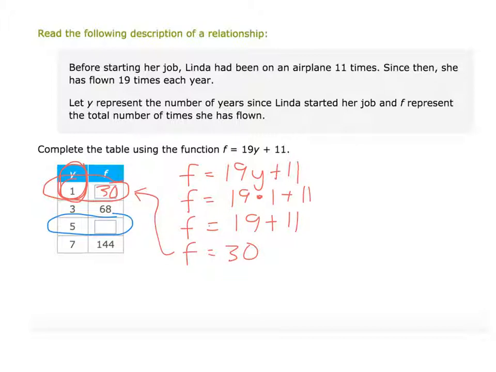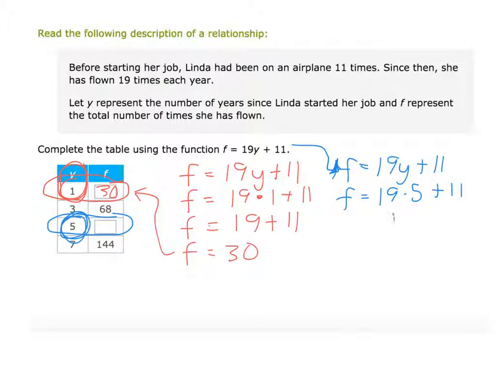Now our lovely blue equation. We're going to write down the original equation again. So we got F equals 19Y plus 11. And remember that comes from the problem up here. Let's beautify the arrow. There we go. We got F equals 19 multiply times 5. So we got a little multiplication in this one. Plus 11.